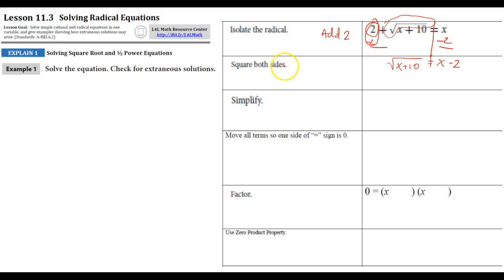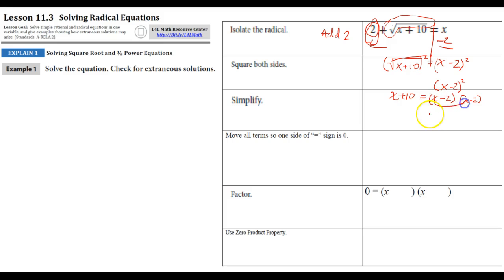The next thing we're going to do is square both sides to get rid of that radical. So we'll square both sides, and what that'll end up doing is it'll get rid of my radical. So I'm left with x plus 10, and what I'm going to do is have this x minus 2 squared, which is essentially x minus 2 times x minus 2. So I know this was from a while back, but we're going to go ahead and FOIL this out.